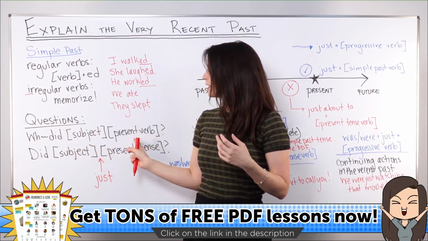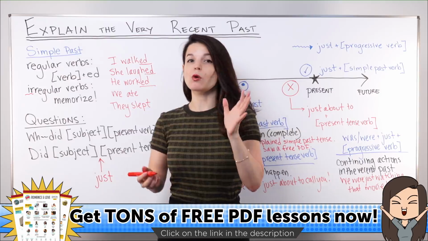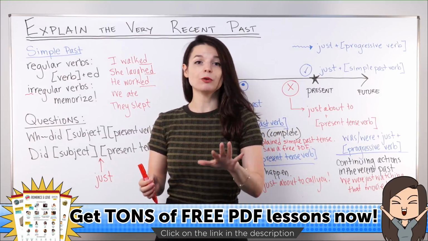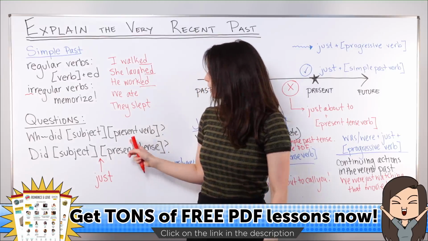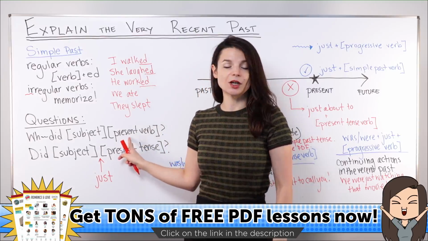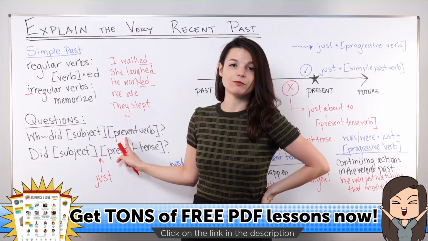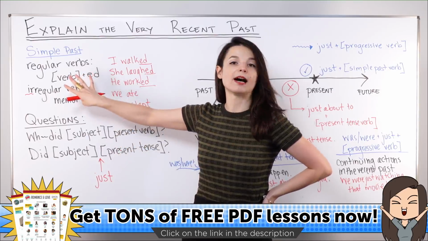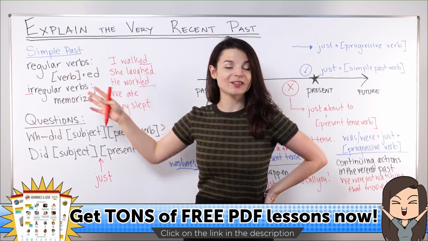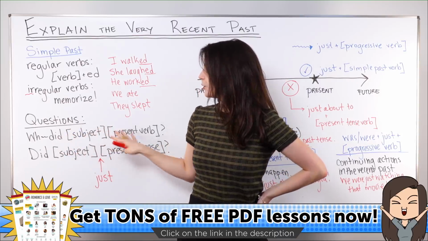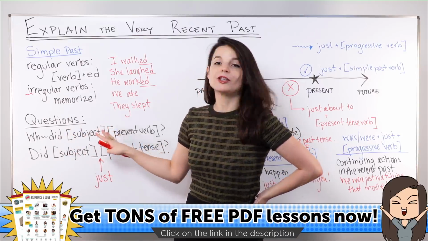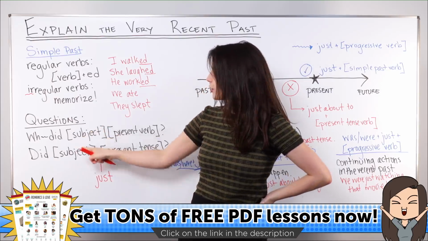Who did you meet? You'll notice when you make a question, though, you don't need to change the verb if you're making a past tense question. So here it says present verb. This means the present tense form of your verb. Don't use the simple past form of the verb. Yes, it's a past tense question, but the verb does not change. So what did you do? Where did you eat?